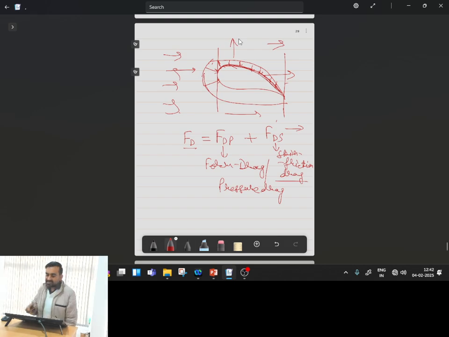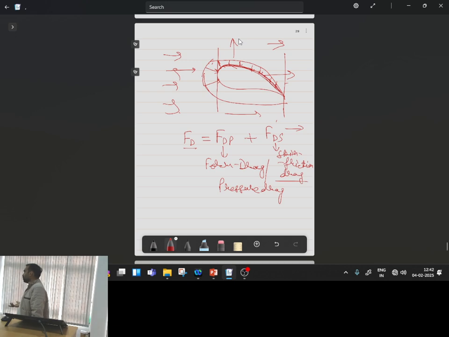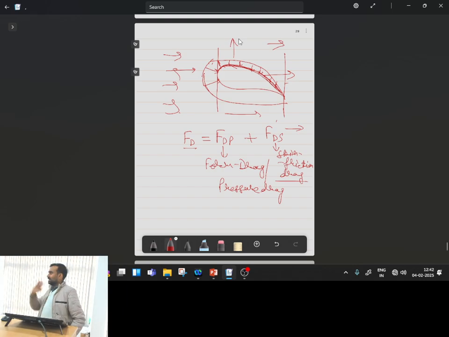Mostly the aerofoil shape is such that the magnitude of lift force because of pressure distribution is significantly high in comparison to the magnitude of lift because of skin friction. So for lift force, the pressure distribution is majorly responsible. However, when we calculate the drag force, pressure and skin friction both have comparable magnitude. So that's why both are to be accounted for.